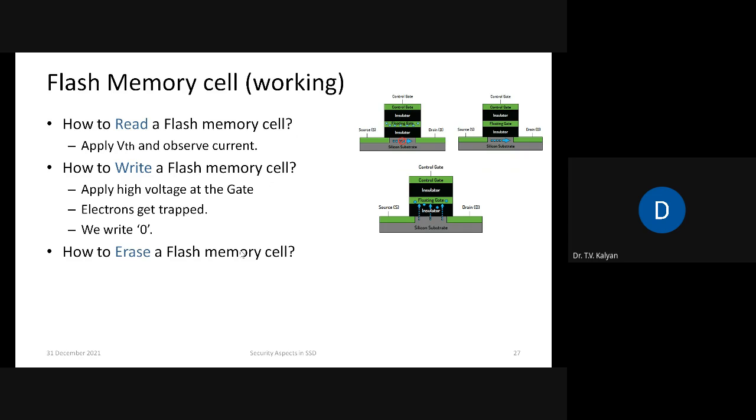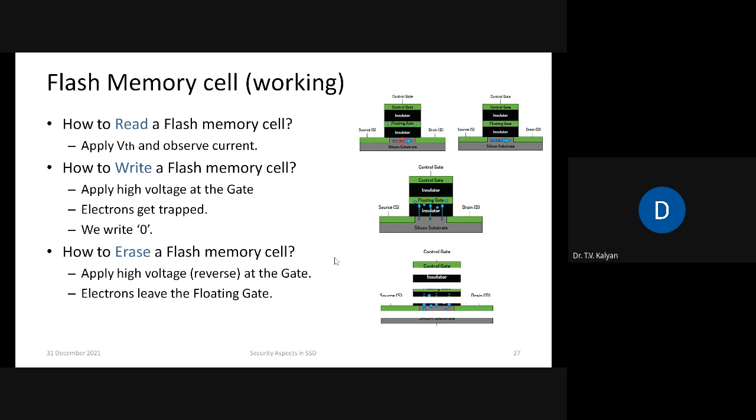Now, how do we erase the flash memory cell? Again, we apply a very high voltage at the gate terminal, but with opposite polarity, that will repel all the electrons, and the floating gate is ready to be programmed again. Programming is the same as writing to the flash memory cell, and erasure can be equally termed as writing a 1.